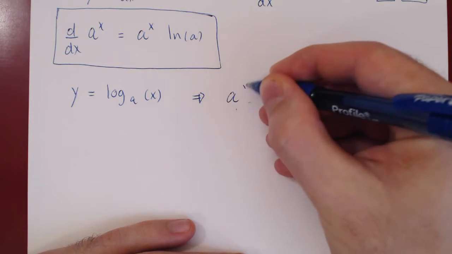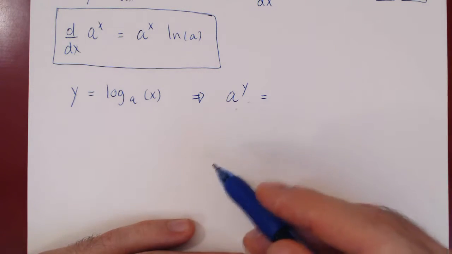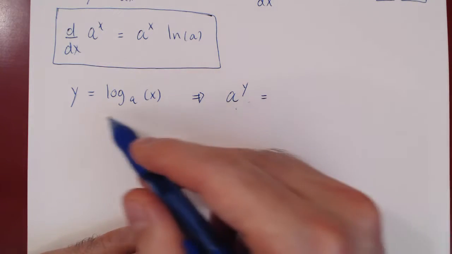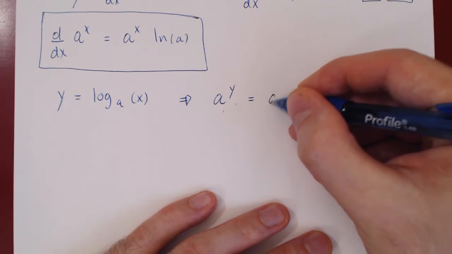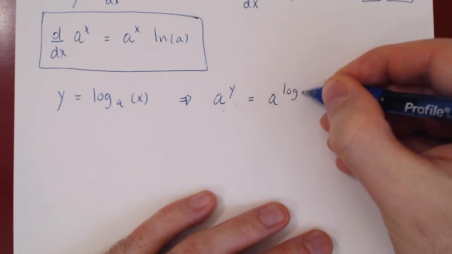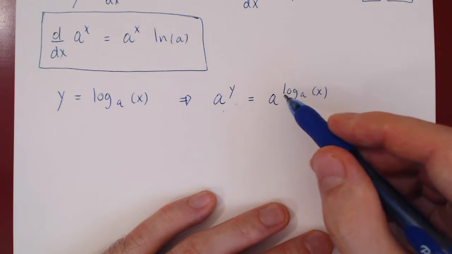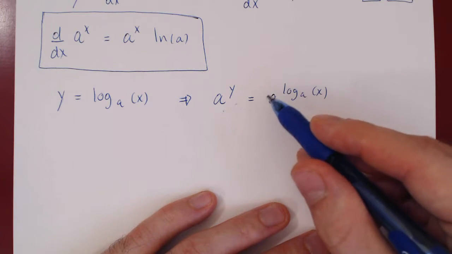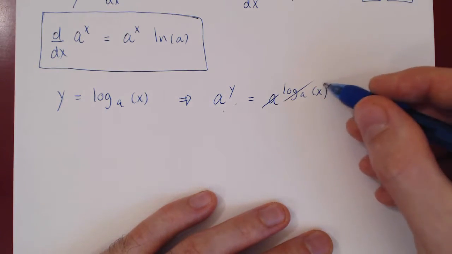So take a to the y equals, well, because y is the log base a of x, you can replace y in the exponent by log base a of x. And this will be a to the log base a of x. But the logarithmic function base a is the inverse of the exponential function base a, so these two will cancel, and you're left with simply x.